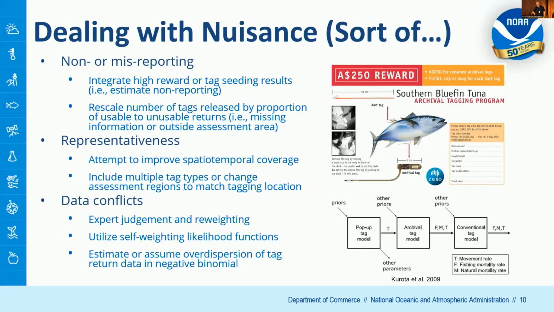In terms of data conflicts, I think there's going to be a whole session on that, or maybe not explicitly, I can't remember. But I think there's some use of using these self-weighting likelihood functions. I don't know how widely they've been used for tagging data explicitly, but that's something you can look into.